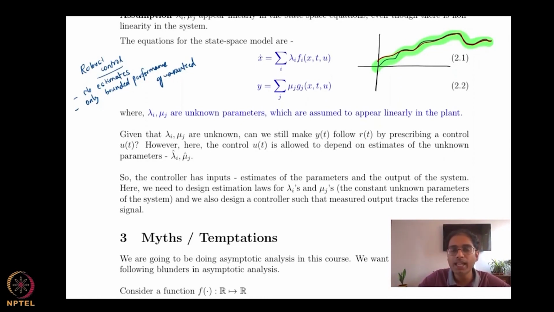So you design an estimate for the unknown parameters, so that you are adding additional dynamics to the controller. You are adding additional states to the system. These lambda i hats and mu j hats are in fact additional states. So obviously there is more computational burden. The question is, if you can take in this computational burden, then you can construct these estimates. You can make a controller which depends on these estimates so that you can drive the measurements or the outputs to the desired values. This is not done in robust control.